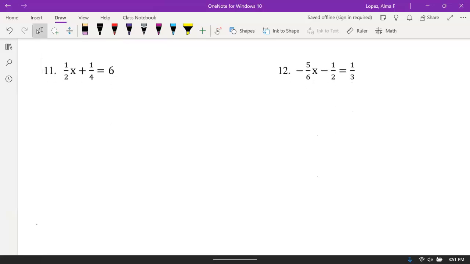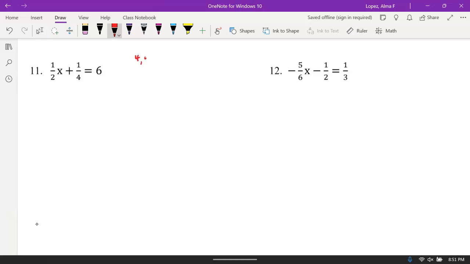All right, on numbers 11 and 12, we do have to find our least common denominator first, so let's do that. For 1/2 and 1 1/4, I'm going to start with the biggest number, 4, and find some multiples, 8 and so forth. But this one I can already tell the 2 divides into the 4. So my least common denominator is 4. Let's multiply everything by 4 over 1. 4 over 1 times 1/2 x plus 4 over 1 times 1/4 equals 4 over 1 times 6. Remember, you multiply onto every single piece. Let's see here.